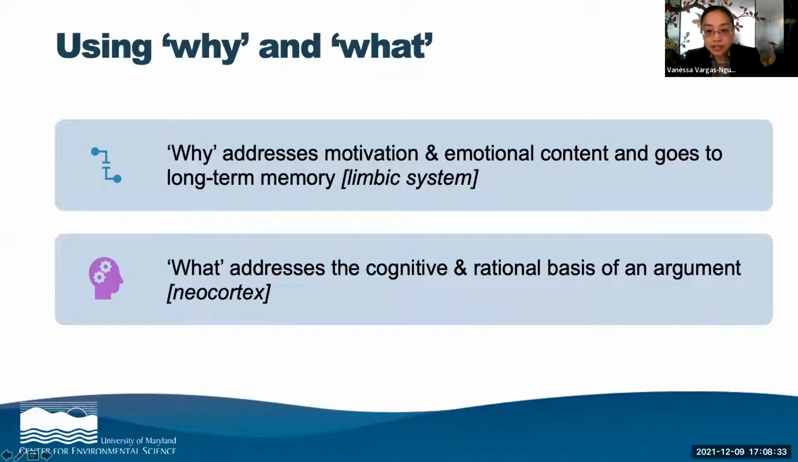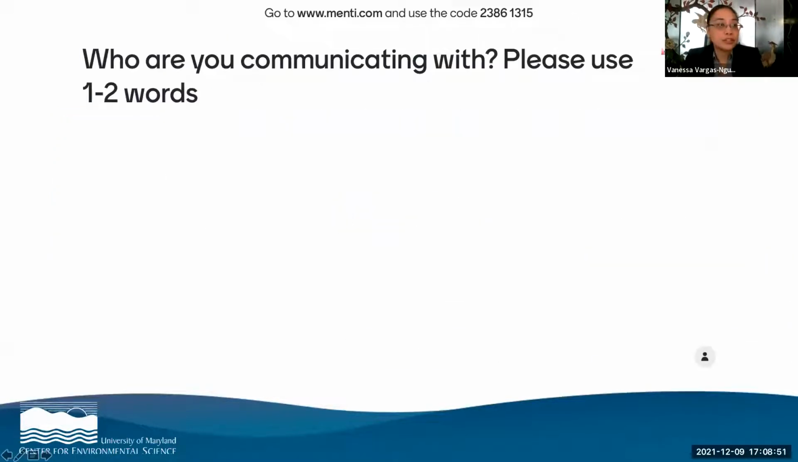Why addresses motivation and emotional content, and it goes to long-term memory. The what question addresses the cognitive and rational basis for an argument. So both of these questions are important to address when we communicate. So with this knowledge in mind, ask yourself, who are you communicating with?